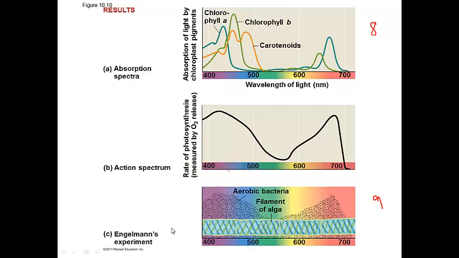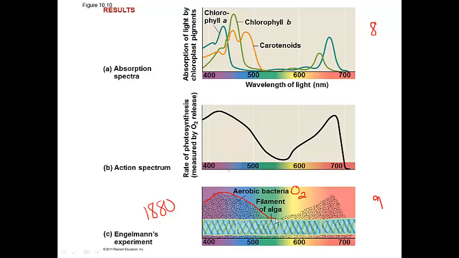I also asked you to consider the Engelmann experiment, and basically this is a scientist from the late 1800s, well before we had the instrumentation that could easily measure the absorption spectra of certain pigments. What he did is he took a filament of algae and exposed it to visible light, but through a prism, so he separated the light. And then he exposed that filament to aerobic bacteria, in other words, bacteria that clustered around oxygen sources.